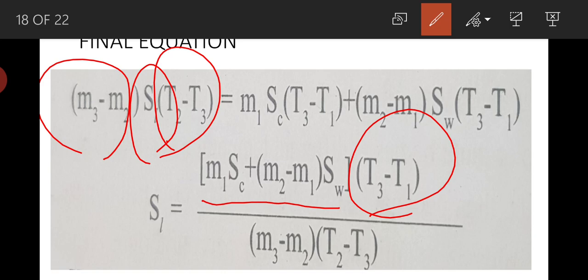On the other side, if you send m3 minus m2, since here it is in multiplication, there it will be divided. T2 minus T3 is also in multiplication on this side, so on the other side it will be in division. So finally SL is equal to (T3 minus T1) times (m1 SC plus (m2 minus m1) SW), divided by (m3 minus m2), the mass of the lead shots, into (T2 minus T3), the temperature change of the lead shots.